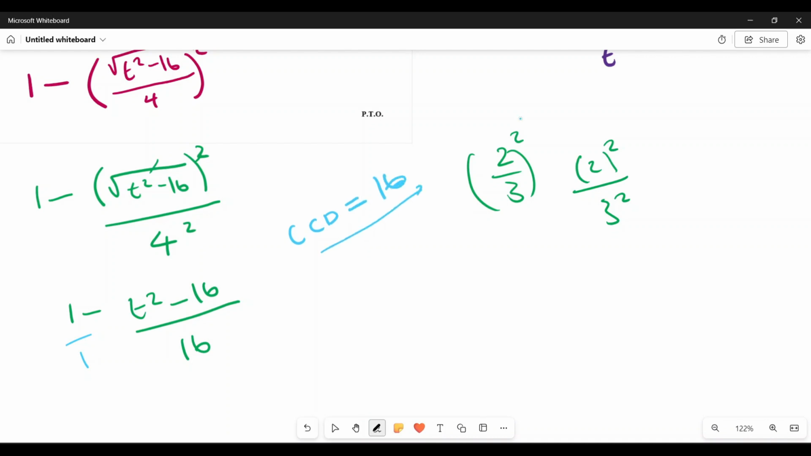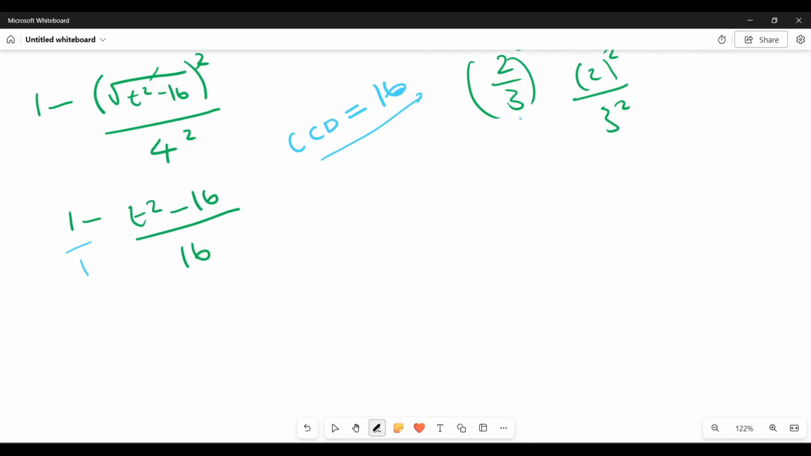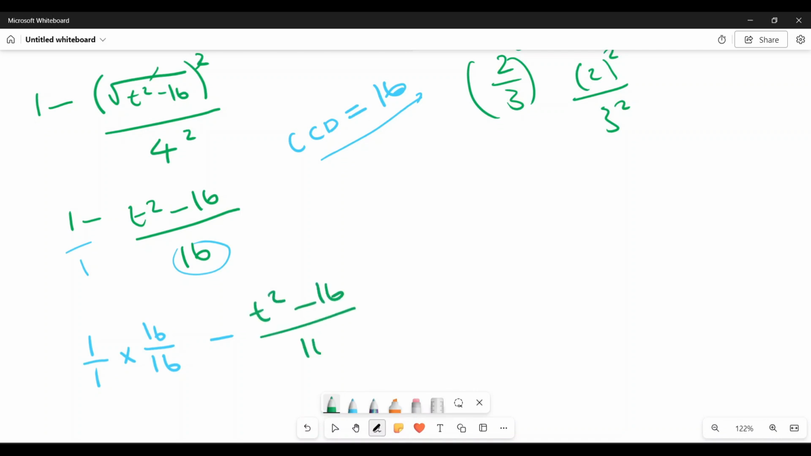So now how can I make this 1 over 1 have a denominator of 16? I'm going to take 1 over 1 multiplied by 16 over 16, which is the same thing as 1. Minus, this is already 16, so there is no need for you to do any workings there. You can just write it as it is. So this would be t squared minus 16 all over 16.